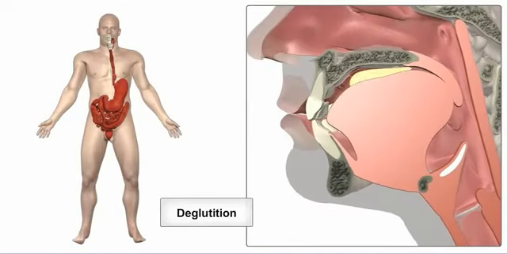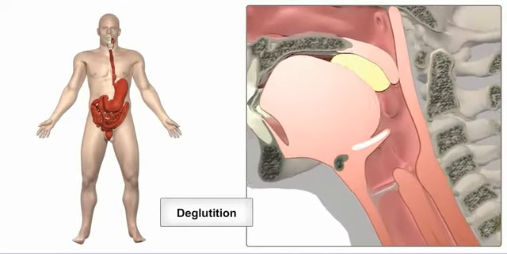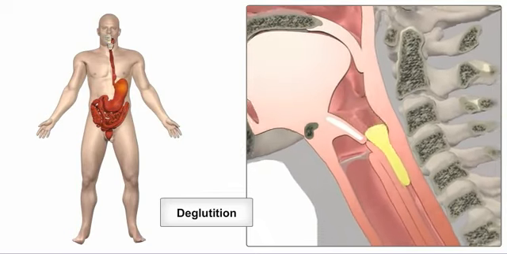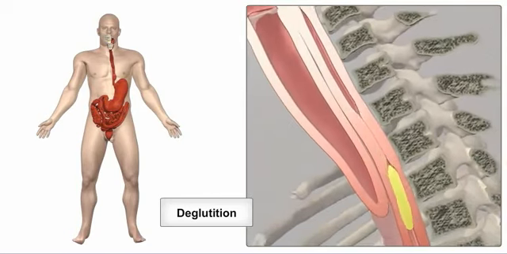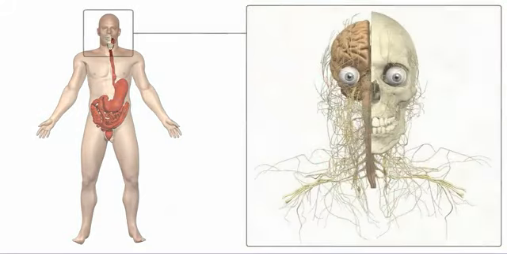Swallowing, or deglutition, is the process by which food passes from the mouth to the stomach. This movement is controlled by the nervous system and involves both voluntary and involuntary muscle contractions.